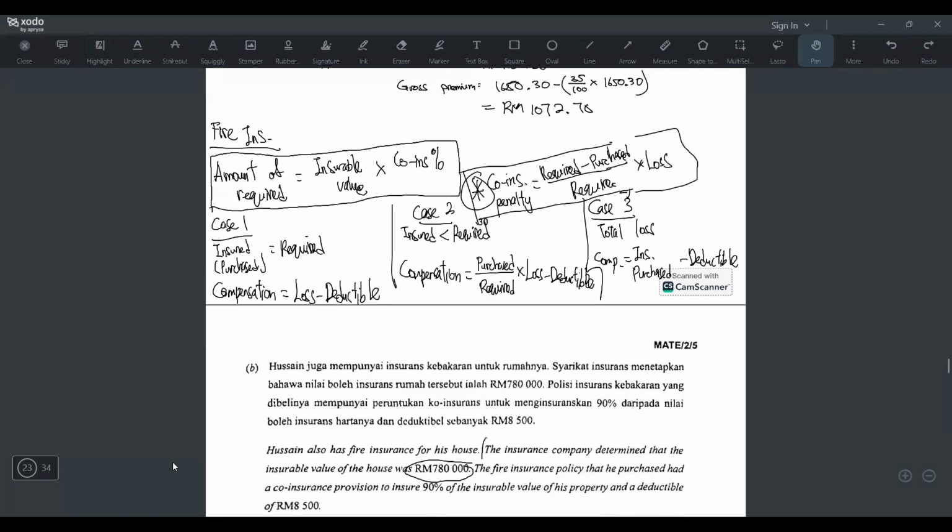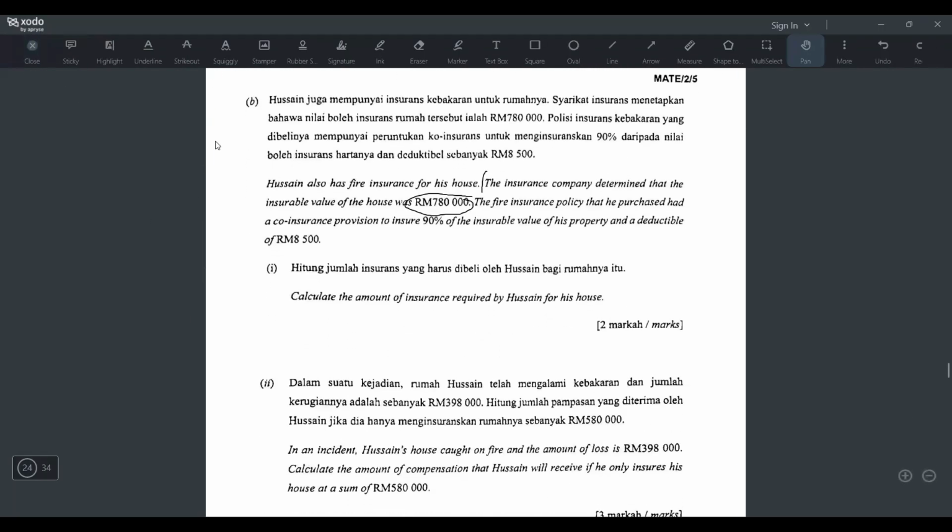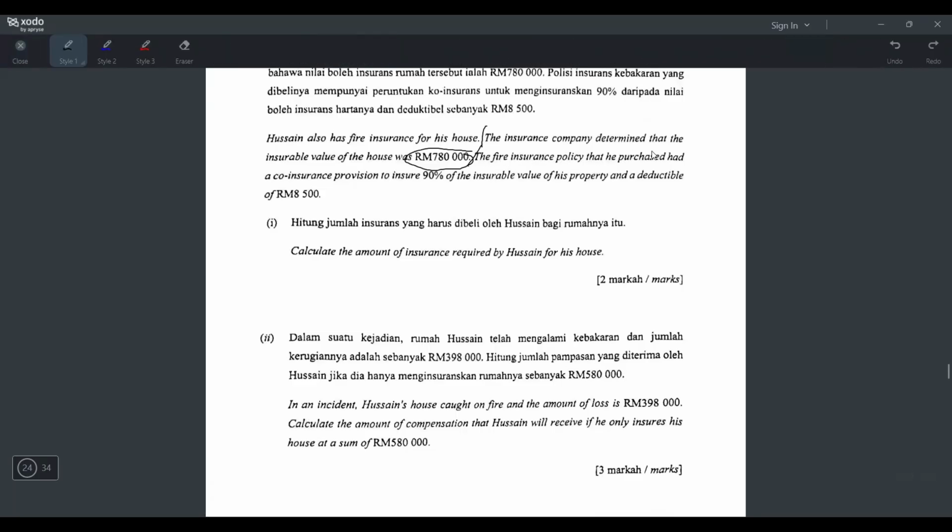So remember, when we do fire insurance, we will always start with this formula. It doesn't matter which state paper, which question, which publisher's book. When you do fire insurance, you must always start with this formula. Later, the insurable value is already given, and they also mentioned the fire insurance policy he purchased had a co-insurance of 90%, and the deductible is 8,500.